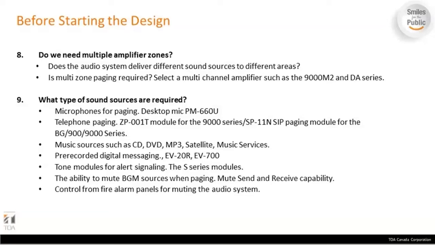Also, the next topic would be what type of sound sources. Now, the most important thing is whenever you have a setup for an audio system environment, inputs, right? So, like microphone inputs for paging. For example, we use the TM660. At times, people want to use telephone paging, so we suggest using the ZP001C module or the XP11 exchange. At times, for background music, people want to use DVD players, CD players, FM tuners, and all of that.